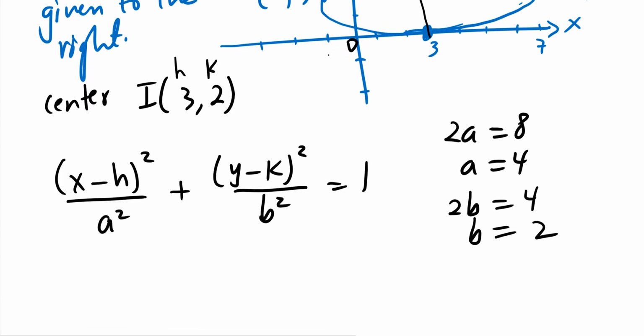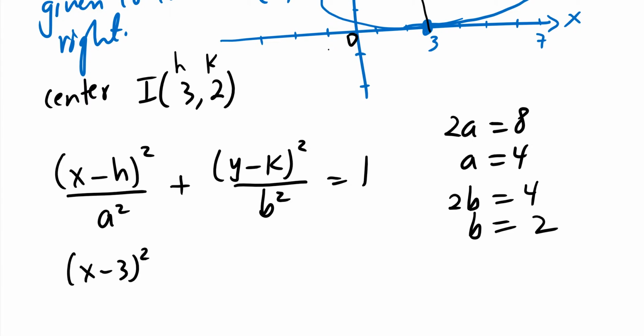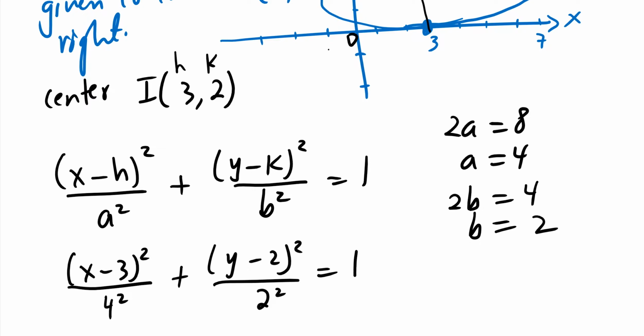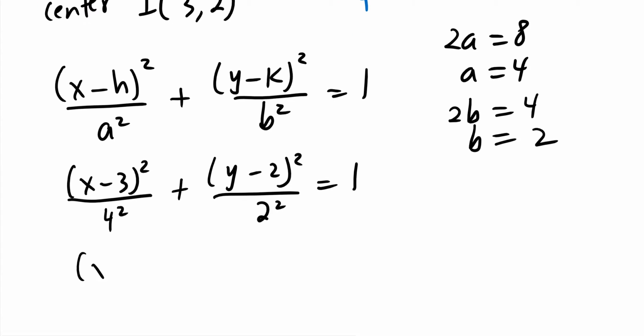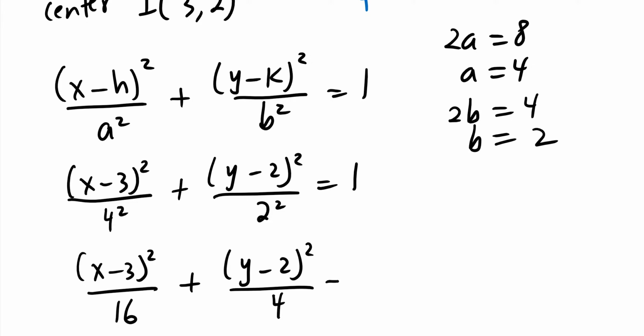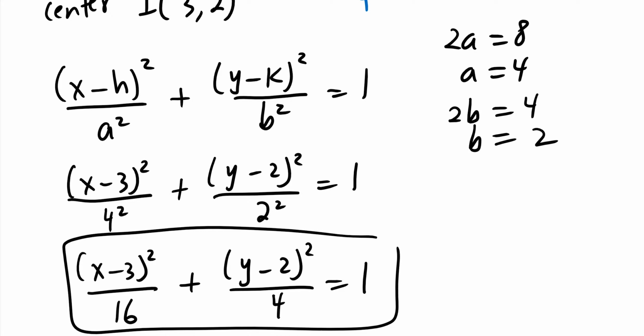So now (x minus 3) squared over 4 squared plus (y minus 2) squared over 2 squared equals 1. That gives us (x minus 3) squared over 16 plus (y minus 2) squared over 4 equals 1. That's the equation of the ellipse. We don't have to expand. We can just leave it like so.